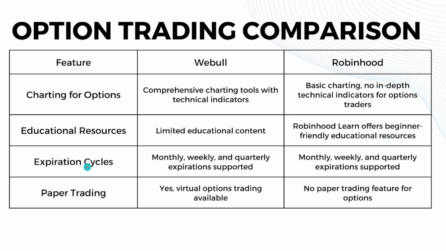For expiration cycles, Webull supports monthly, weekly, and quarterly expirations. Same thing with Robinhood. Lastly, for paper trading, Webull has it, yes. Virtual options trading is available, while on Robinhood, paper trading is not available for options. And that's it for the options trading feature comparison.